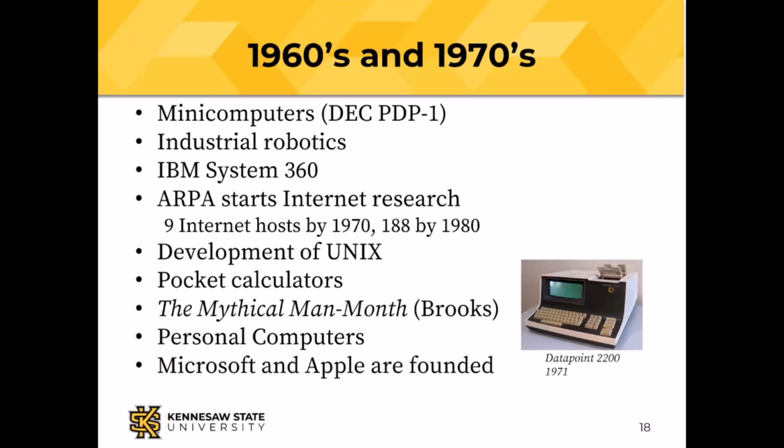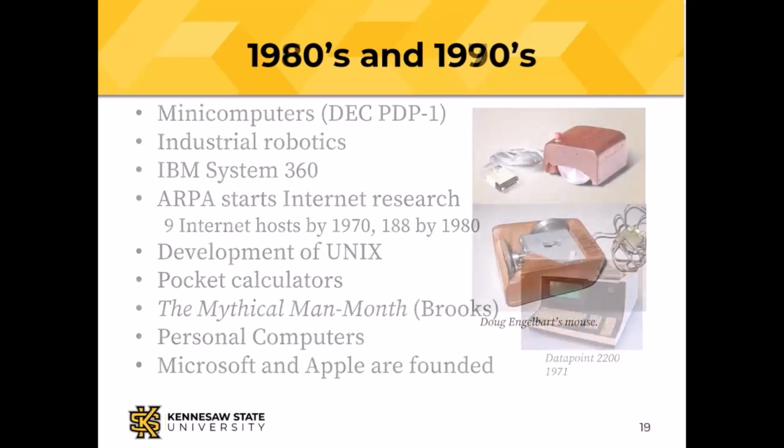1976, I guess this is not on the slide, the MITS Altair computer was the first personal computer that an individual could reasonably afford. You could buy it as a kit for $200 if you had $200, which I didn't in 1976. Microsoft and Apple got founded in the decade of the 70s.